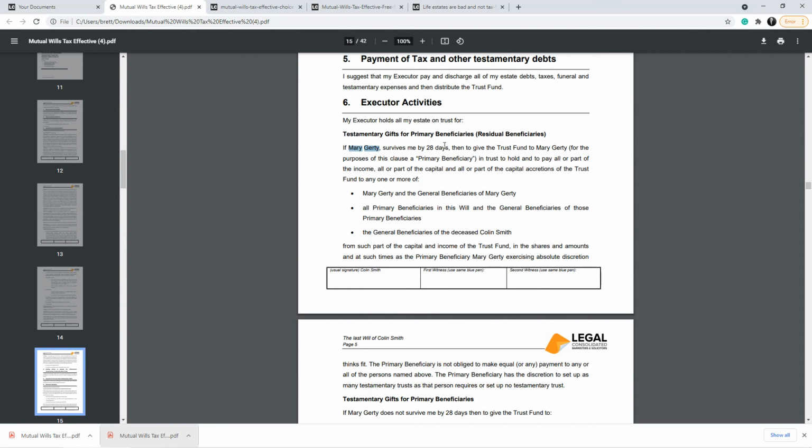But if Mary died 1 second later, you've got all the issues of tax. So every time you move wealth, you've got stamp duty, capital gains tax, the superannuation taxes, income tax.